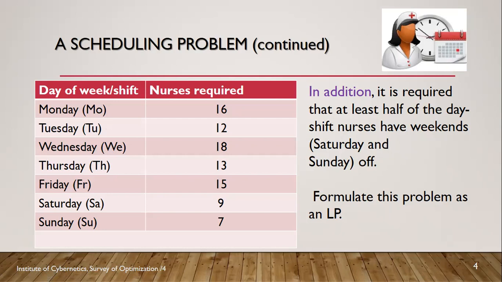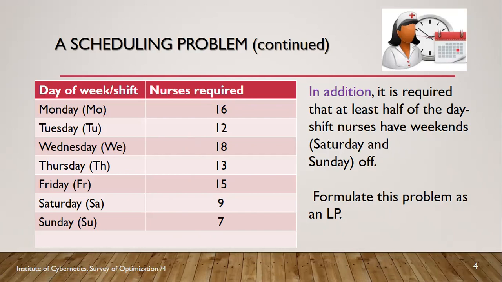But let us see what this definition of the variables will lead us to. First of all, what do we need to minimize? We need to minimize the total number of nurses employed, meaning that we would consider all the nurses working on every day, and then we would add them up, and this number needs to be minimized. So that would be the objective.